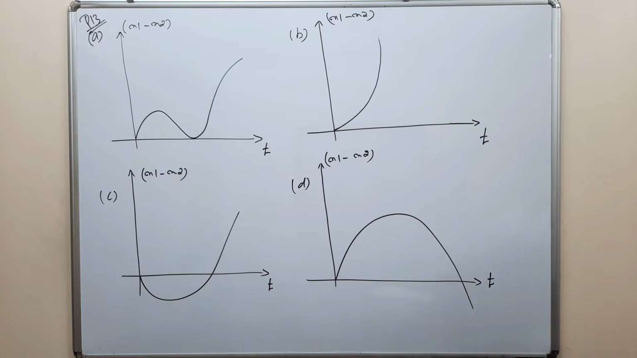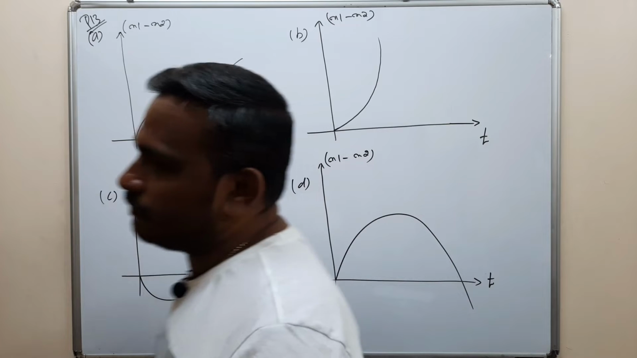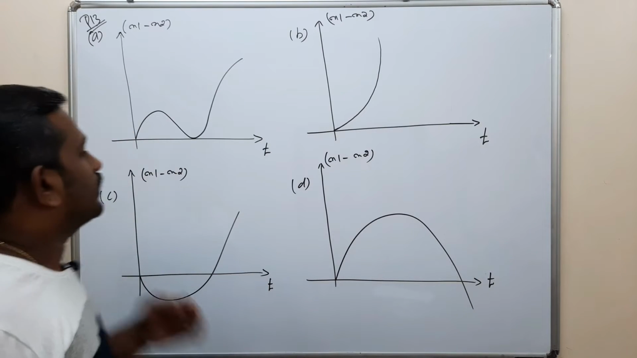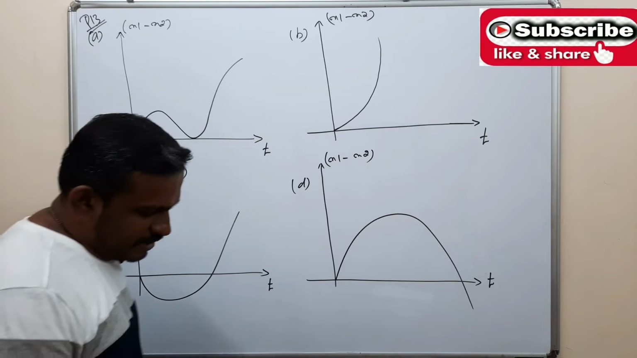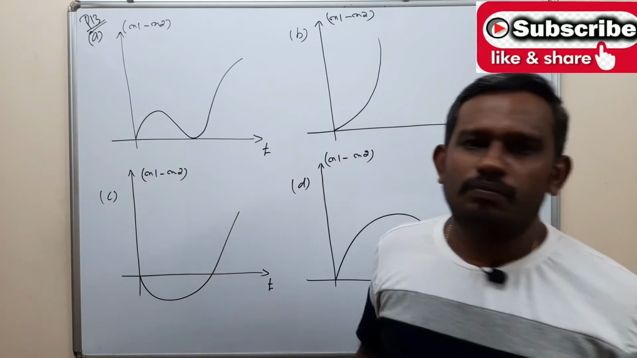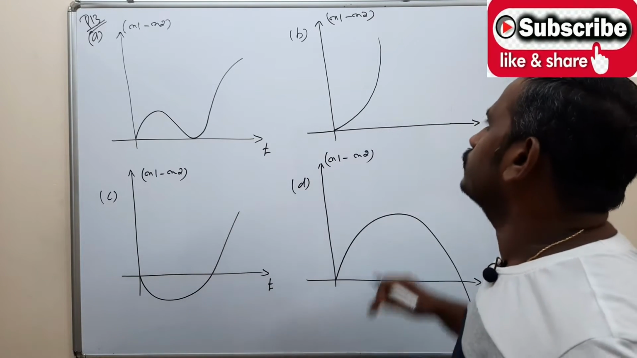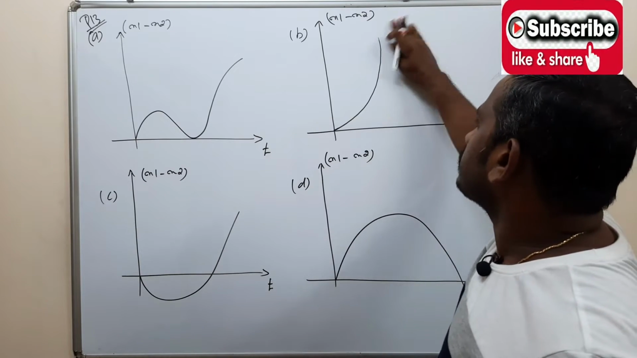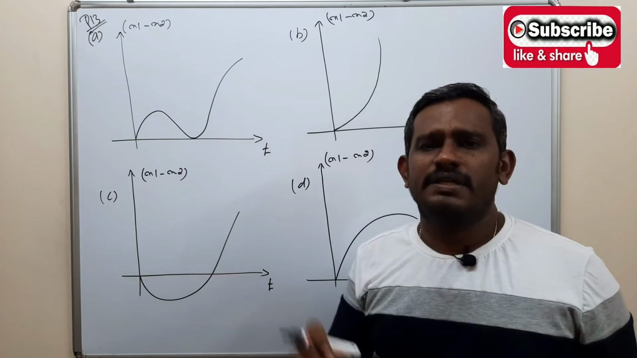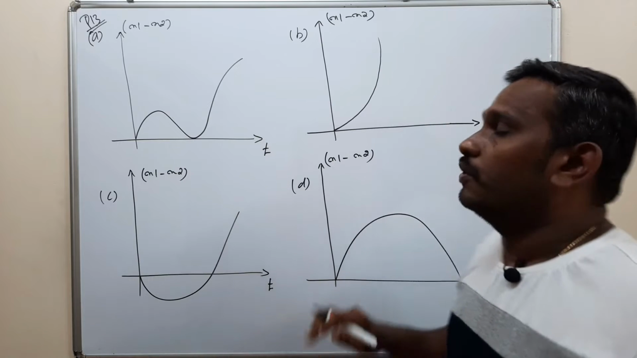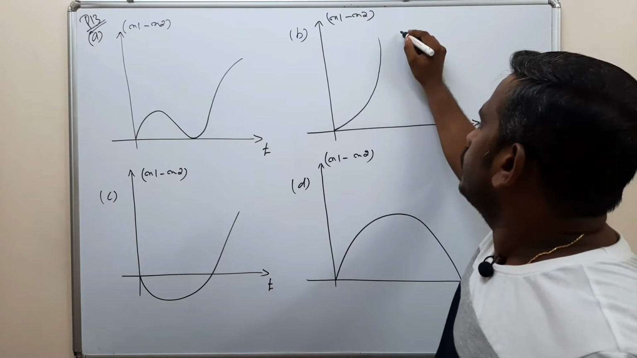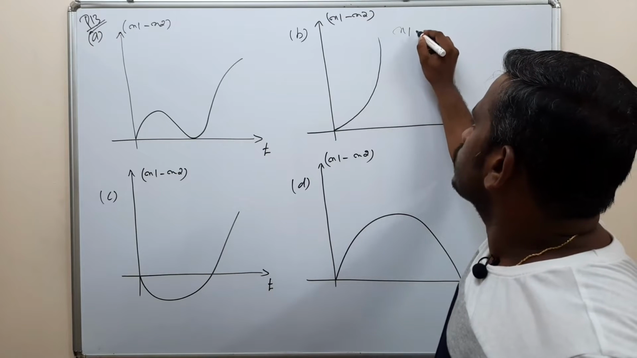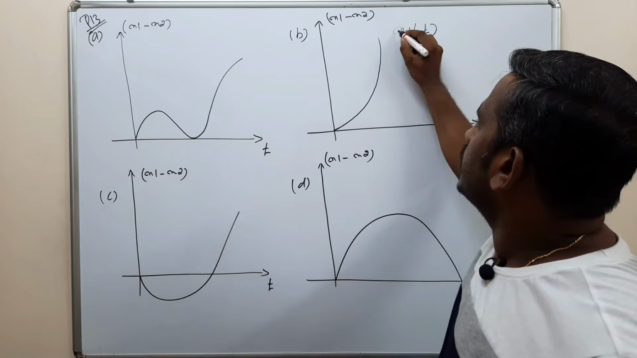So in this question, the 4 options are given. We have to clearly identify the x1 minus x2 versus time. The motion of two bodies is given. The first body starts from rest and moves with a constant acceleration. So the position of the first body after time t is x1 of t.